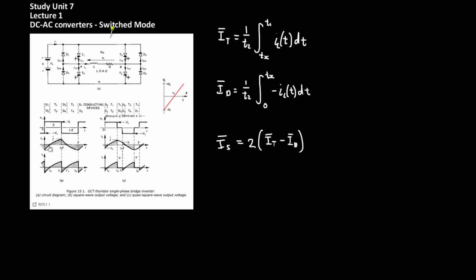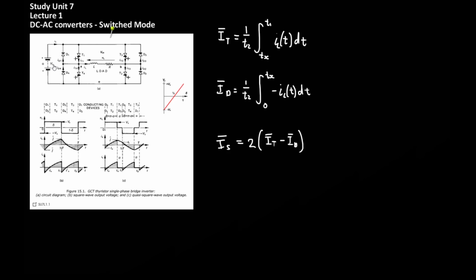For the case where the current is being reversed, the freewheeling diodes will allow the current from the load to flow back towards the source. This means that the average diode current is given by 1 over T2 multiplied by the integral from 0 to Tx, where the current is negative, of the inductor current.